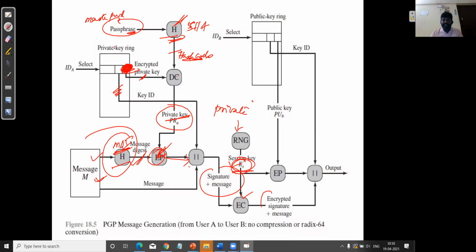Now this is the encrypted signature plus message. So this is a signature and a message. Now they are doing an encryption. So here it is coming, encrypted signature and message, right? So whatever message they are getting, that will again be encrypted, right, using the public key of B, right?